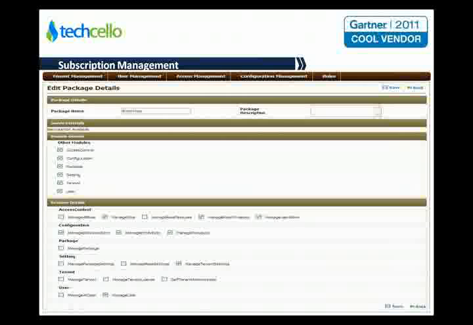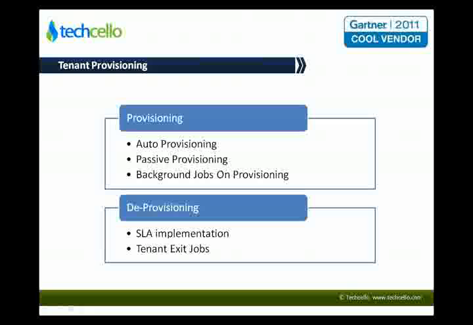This is a sample page on how you might configure a package. So you can see the modules, features here. Usages are not listed here, but you can also come up with usage-based packages. That's on subscription. Coming back to tenant management.